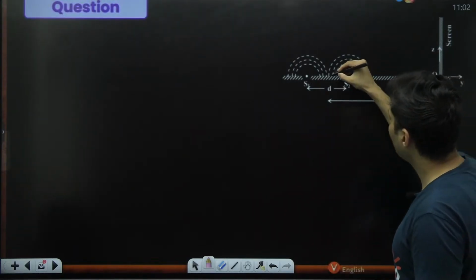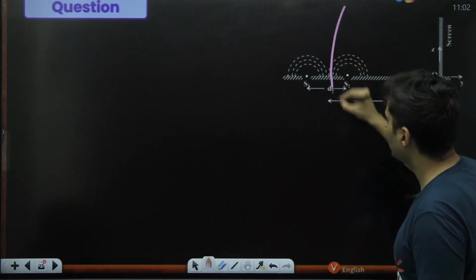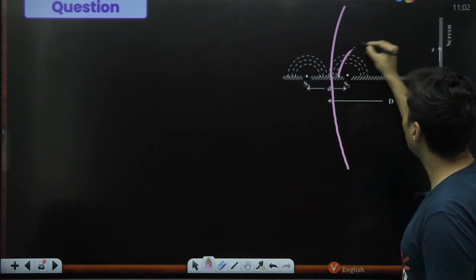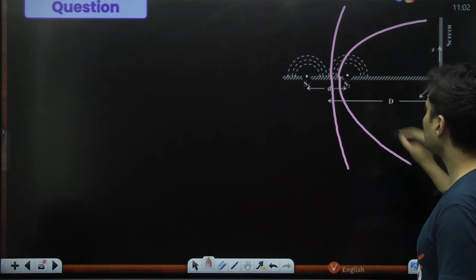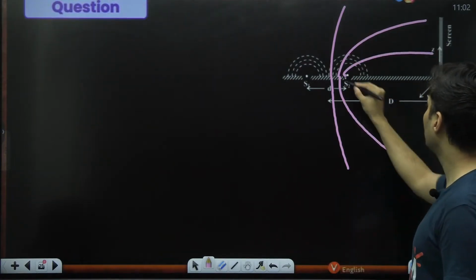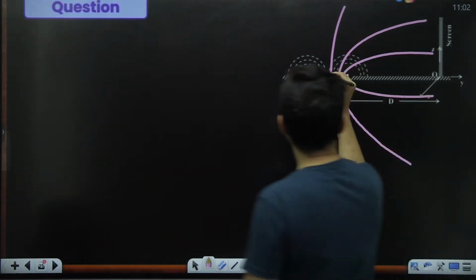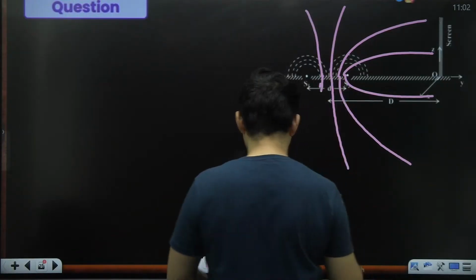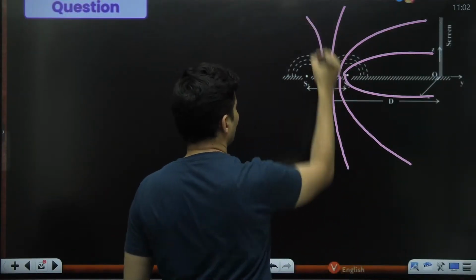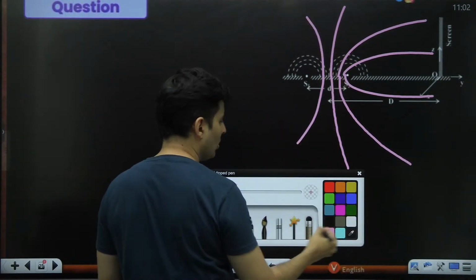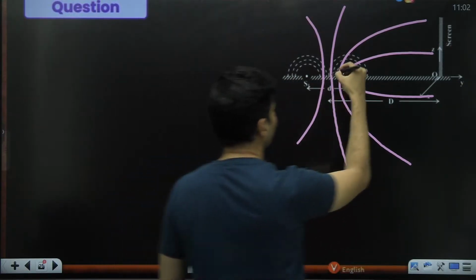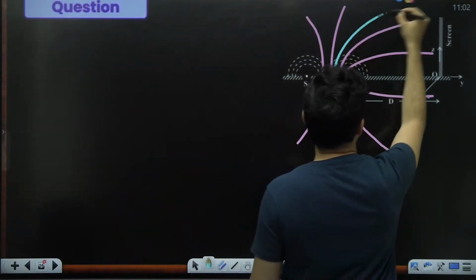Maybe one hyperbola will be like this, another hyperbola will be like this, next hyperbola will be like this. Same thing will continue here also, but I'm not interested on this side because nothing is there on this side. So why bother? There is no screen over here. Here it will go like this.